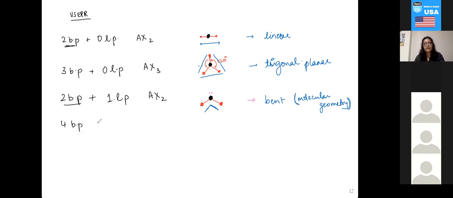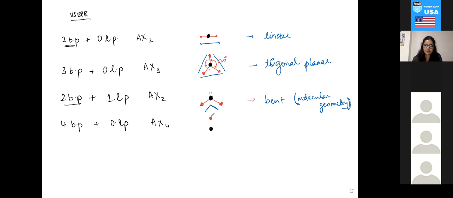Now 4 bond pairs and 0 lone pairs, so it's of the form AX4. The central atom is here. How will all 4 of them be arranged? Tetrahedron. It won't be a square because we're looking at a 3-dimensional shape. In space, how will 4 of them be aligned? You need to look at that. So it's going to be tetrahedral geometry.